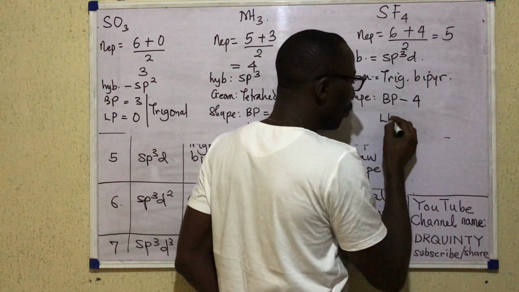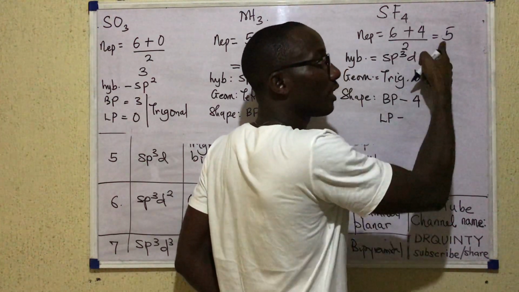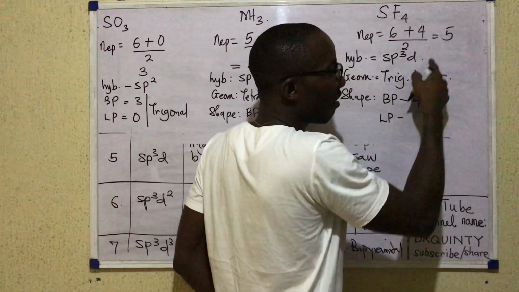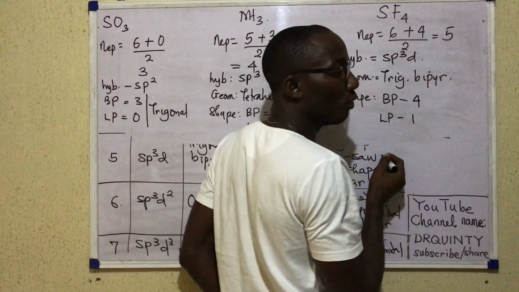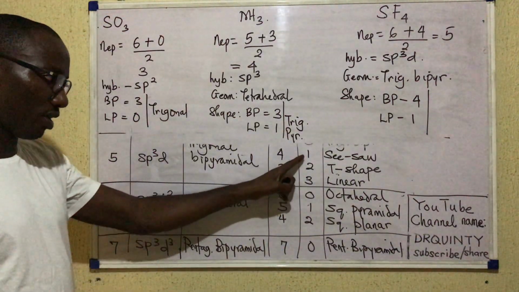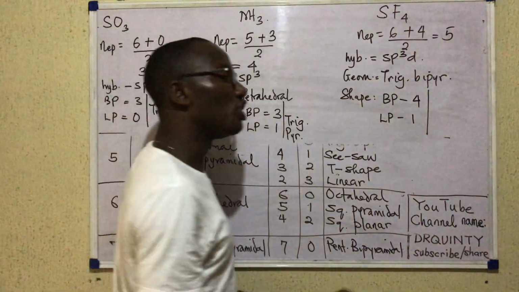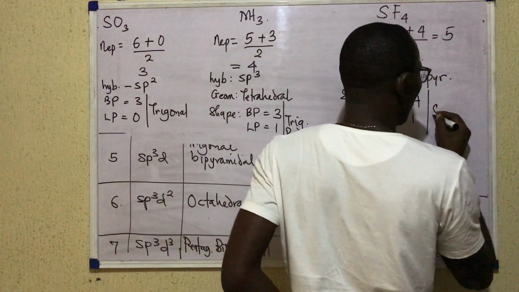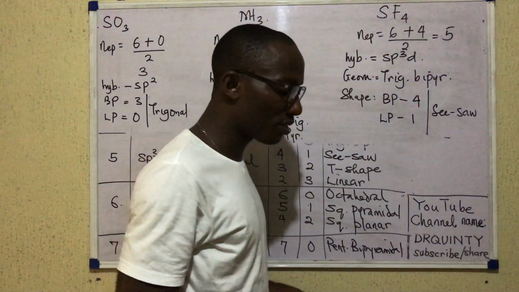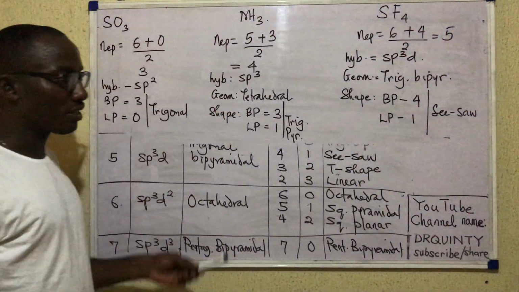The number of lone pairs, since total electron pairs are 5 and we have 4 bond pairs, 5 minus 4, we have 1 lone pair. Now from your table, I think that part of the table is still available, 4:1, the shape of this molecule will be described as seesaw. That's the shape, seesaw.